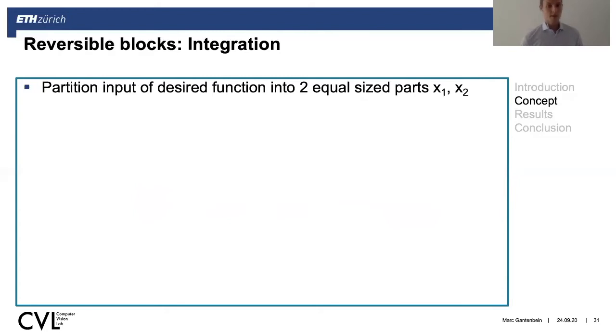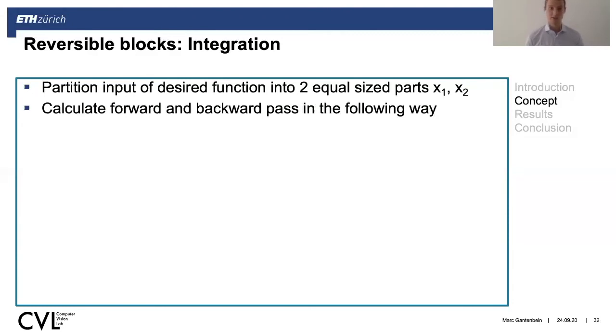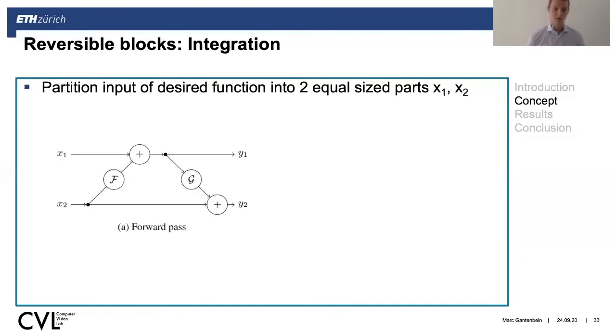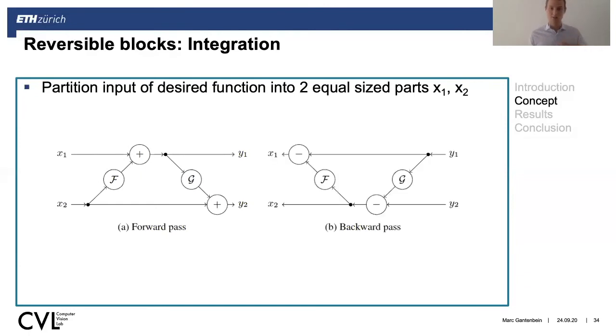The integration of the reversible blocks into our network is done by dividing the input of our function, for example, the convolution that I already presented, into 2 equal-sized parts. Equal-sized parts can be done by channels or by height and width. They just have to have the same size. The forward and backward pass would then be calculated as follows. We have the forward pass with the 2 input parts and 2 addition blocks. And for the backward pass, we would exactly invert this operation.